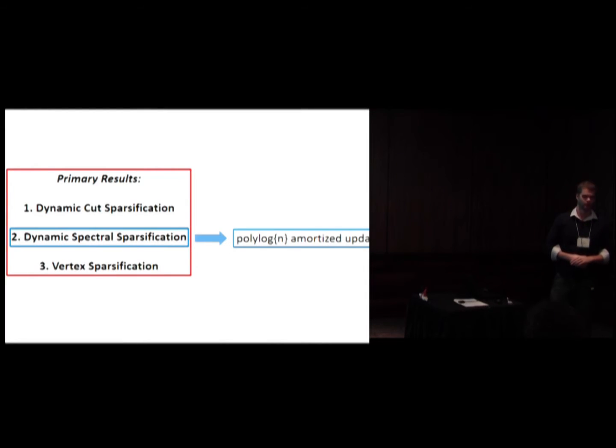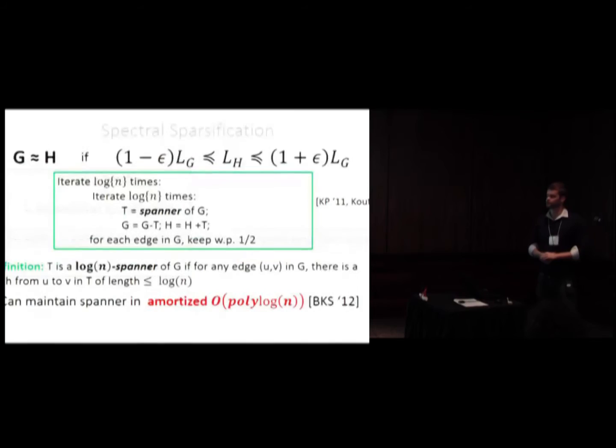So let's move on now to spectral sparsification. Recall the claim was that we could get amortized polylog time. It's going to be very closely related to dynamic cut. I won't have time to go over exactly what it means, but the Laplacians are close for spectral sparsification. The algorithm is exactly the same, except for one part in bold, in which we find a spanner instead of a forest or a tree.